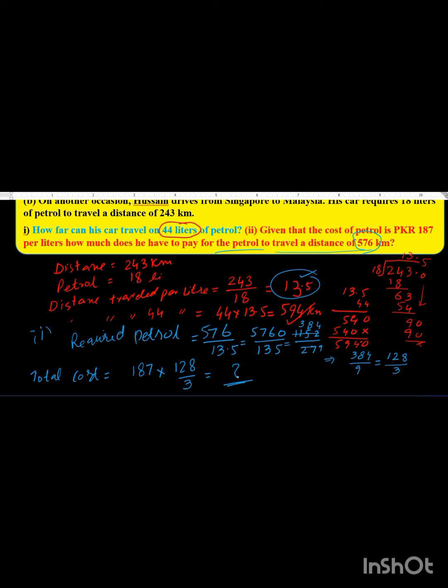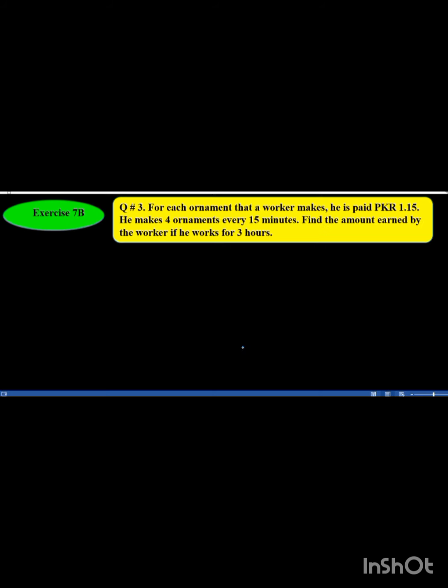So I'm saving my time. Move to the next question. Now come to the exercise. Now we have to find question number 2, 3. We already did question number 1 and 2 in the previous lecture. So first understand the question. For each ornament that a worker makes, he is paid PKR 1.15.